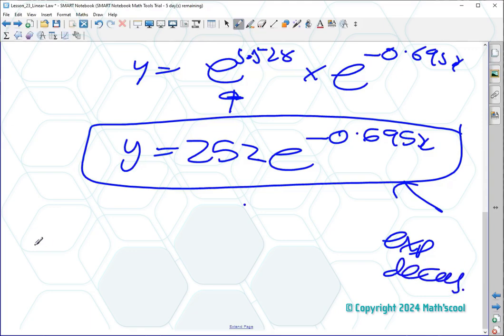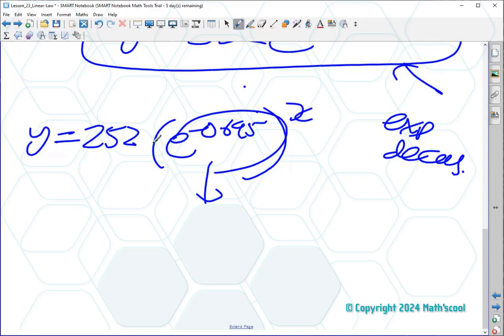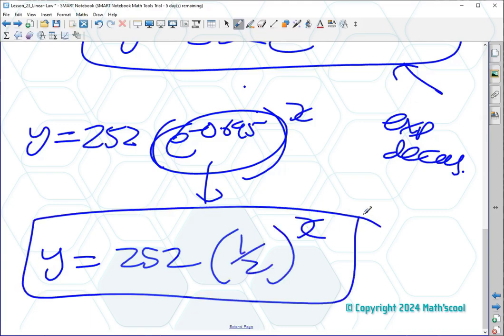If I want, I could rewrite it as y equals 252 times e to the minus 0.695 to the power x. I just push the x slightly higher out of the way. And then this, on the calculator, e to the power minus 0.695 gives me roughly 0.5. Y equals 252 times a half to the x would be my equation.